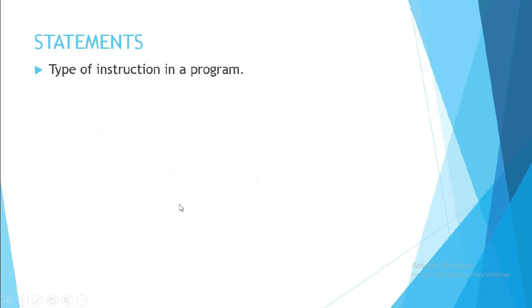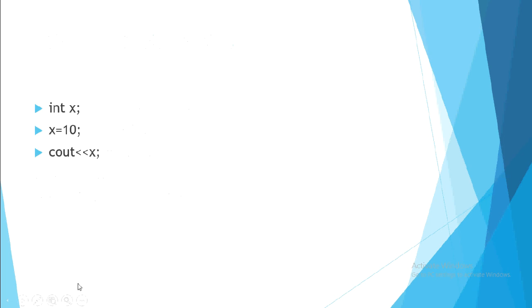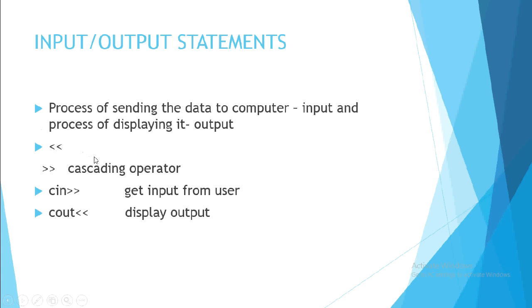Okay, now we are going to learn about statements, which are basically a type of instruction. There are 5: the very first is declaration, then input, output, comment, and assignment. Let's start with the declaration. Over here you can see I have written one code, int x, x equal to 10, and then I am printing cout 10. So 10 will be printed on our screen.